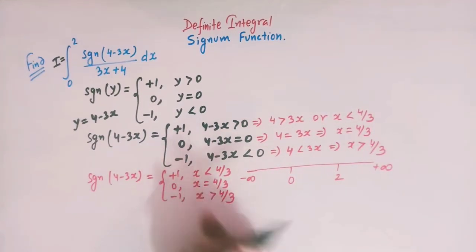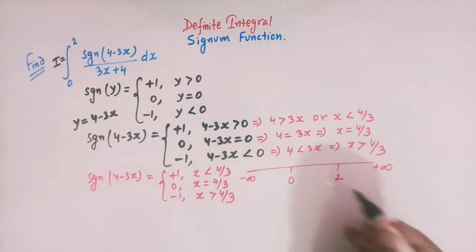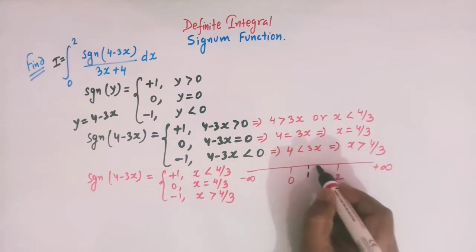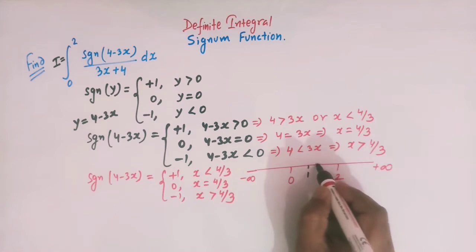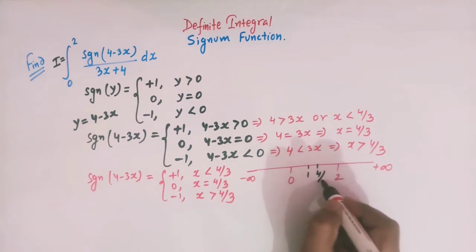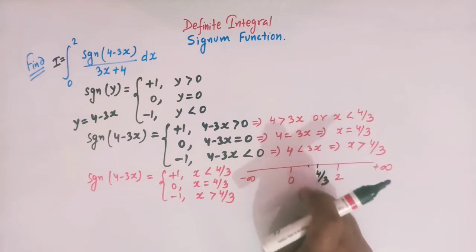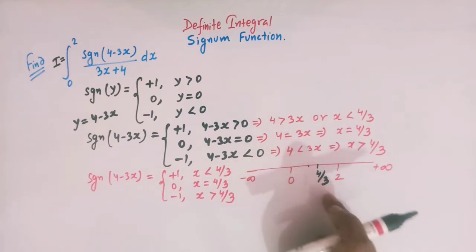See, here we have x is equal to 4 over 3, and 4 over 3 is greater than 1. If we have 1 here, then 4 over 3 lies somewhere here. So here we have 4 over 3.